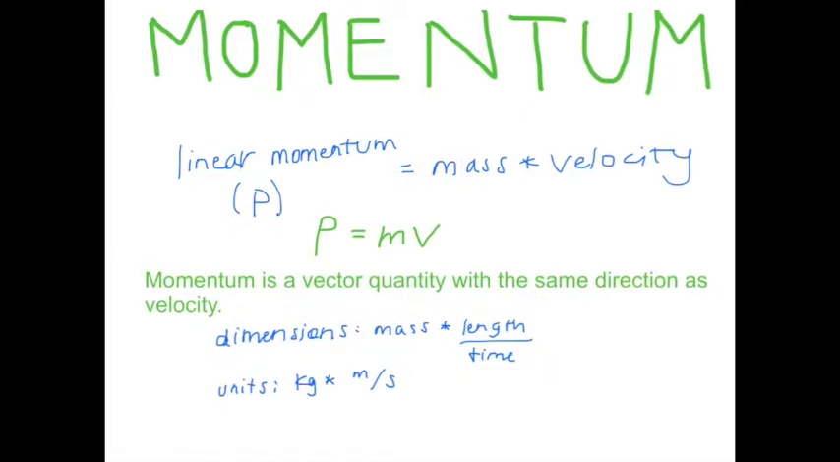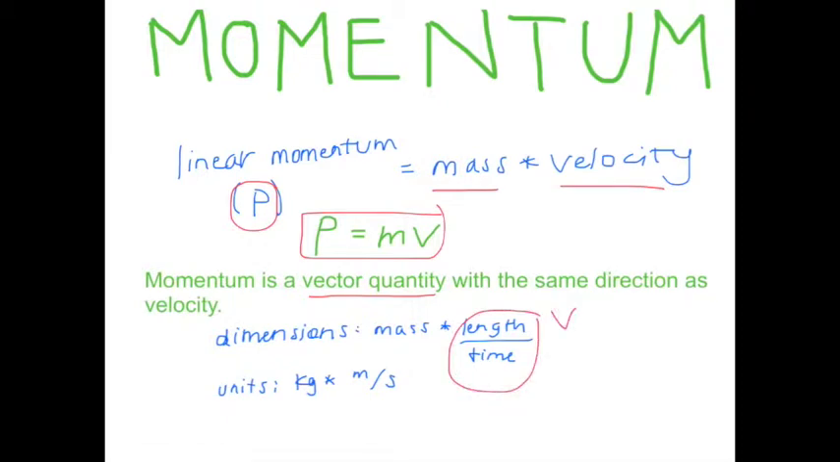Linear momentum, which is expressed using the variable p, is defined as the mass of an object times its velocity. We write this equation as p equals mv. Momentum is a vector quantity, which means it has magnitude and direction, and its direction depends on the direction of the velocity. So since momentum is mass times velocity, the dimensions are mass times length over time, and then the units are kilograms meters per second.